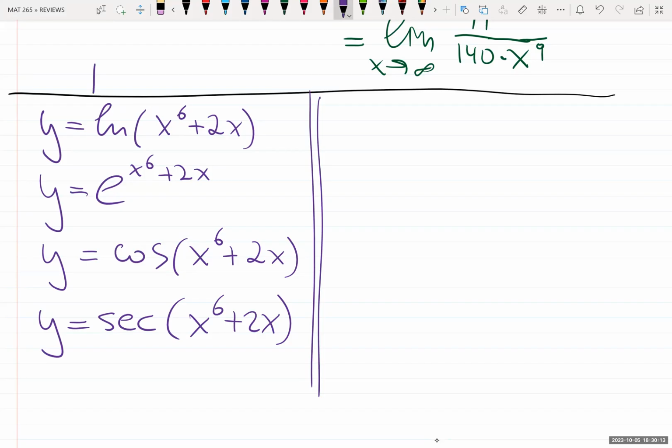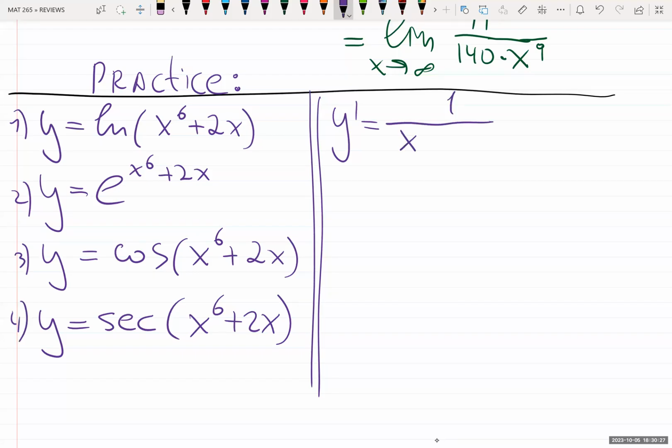It's kind of like practice. Practice all possible derivatives. So, derivatives. Y prime is, so 1, 2, 3, 4. For number 1, you do 1 over everything you see inside of log. So don't be bothered by it, just copy it there. And then you do times the derivative of the function inside.